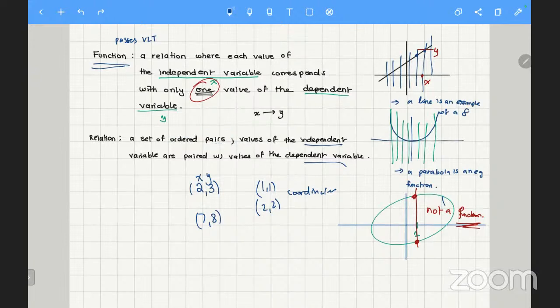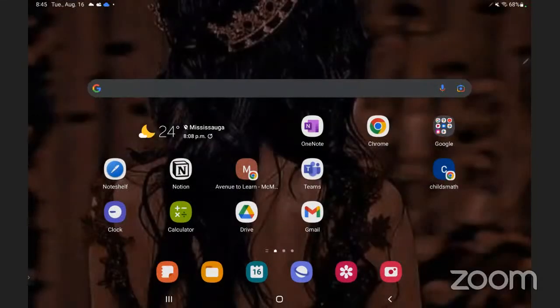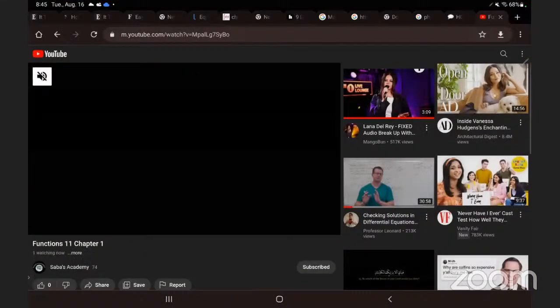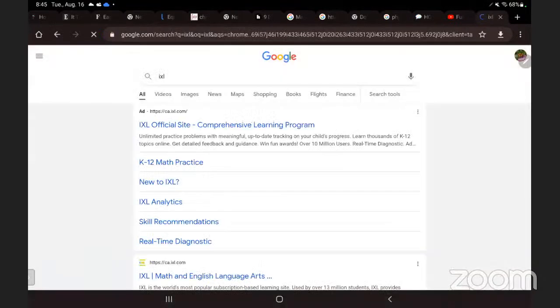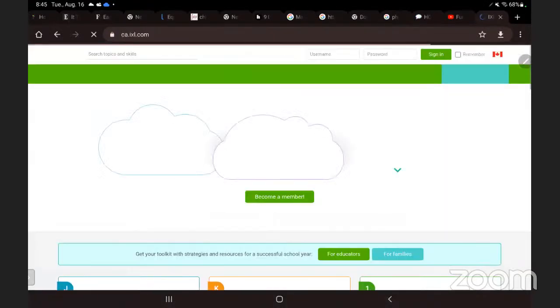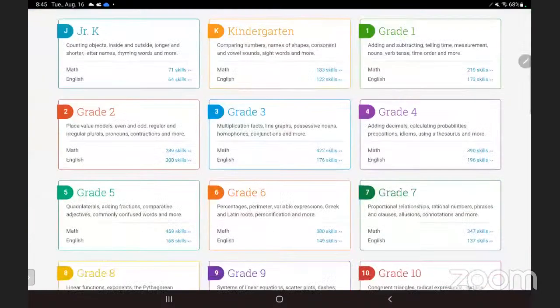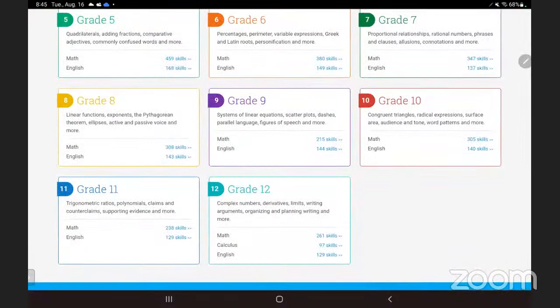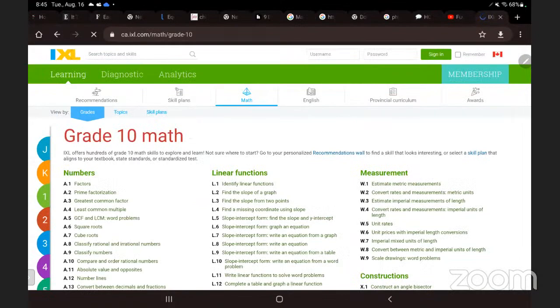Okay, we can do range and domain tomorrow, but let me give you homework on IXL now. Do you want to do grade 10 practice? Actually, maybe you should do grade 9 practice. I want to do grade 4 practice. Do you want to do grade 10 practice? Do you want to do grade 11 practice? Grade 10. Okay.